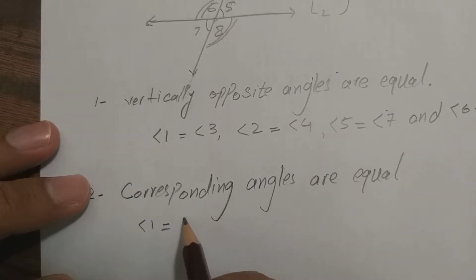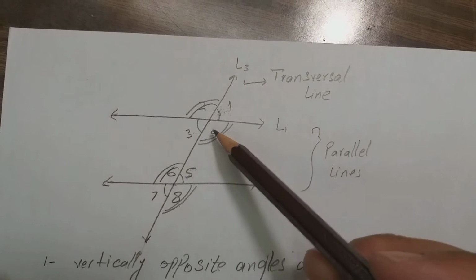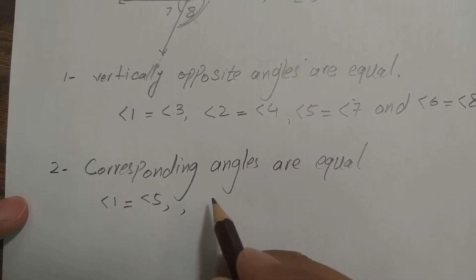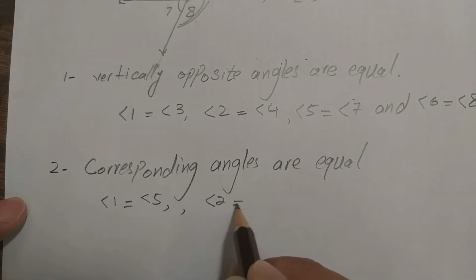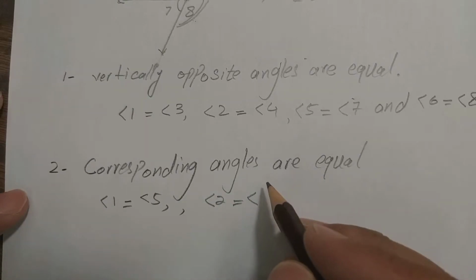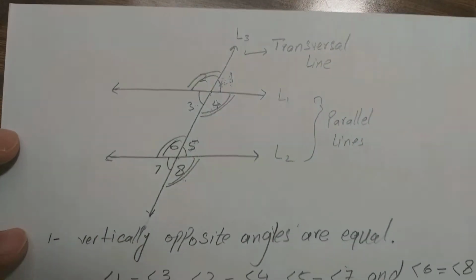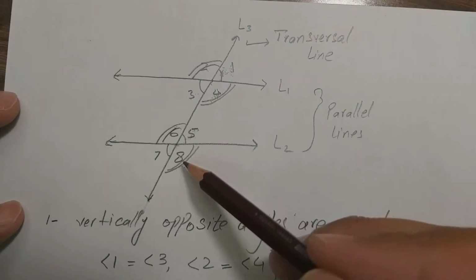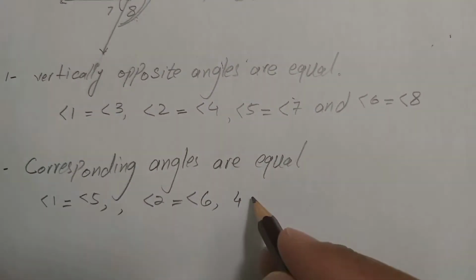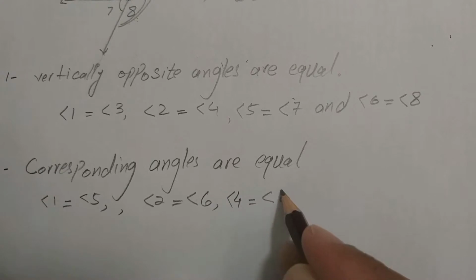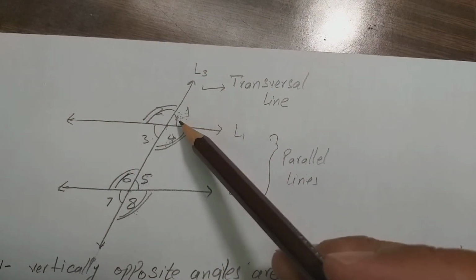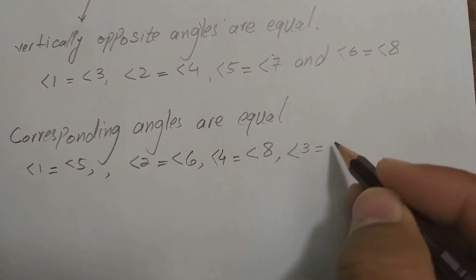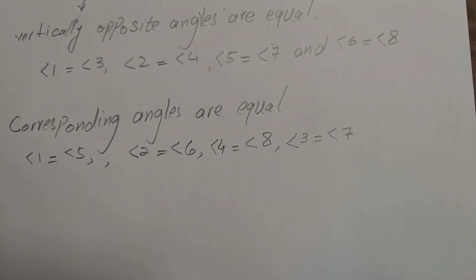So 1 equals 5, 2 corresponds to 6, 4 corresponds to 8, and 3 corresponds to 7. So corresponding angles are equal.